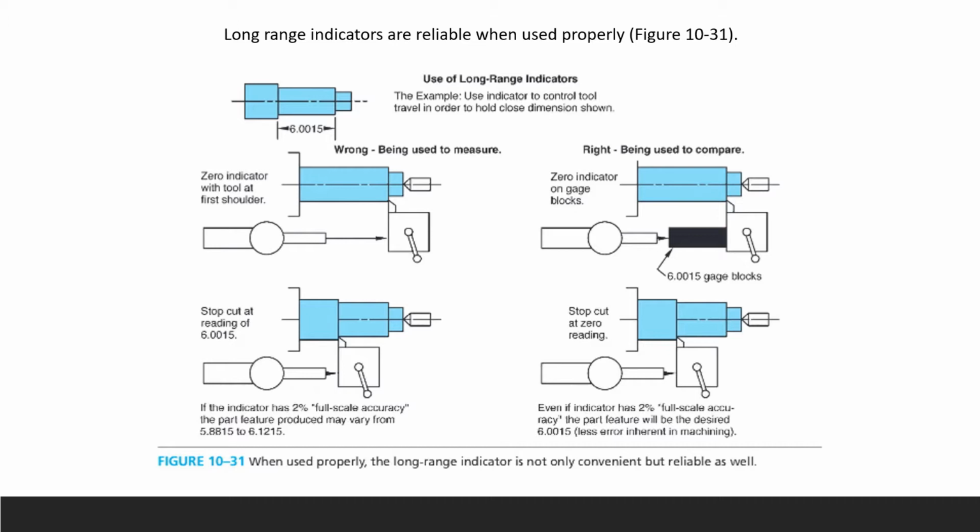So here your 0 indicator on gauge block, okay. So I have a 6.0015 gauge block there. We're going to stop cut at 0 reading. So even if the indicator has 2% full scale accuracy, the part feature will be the desired 6.0015 if we use the long range indicator properly, by using the gauge block standard before you measure the part. So it will give you really good accuracy.